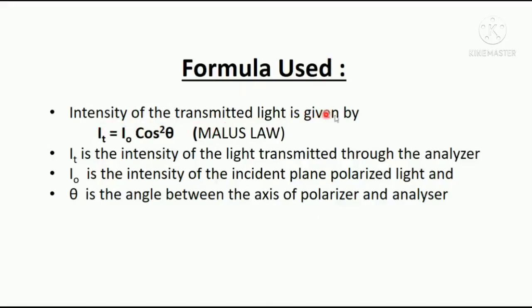So this intensity of the transmitted light is given by I_T is equal to I_0 cos squared theta, which is also known as Malus law.